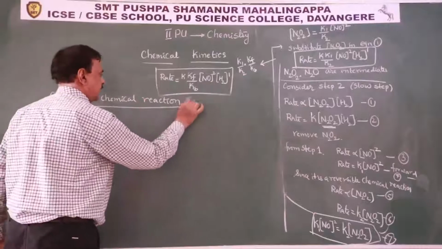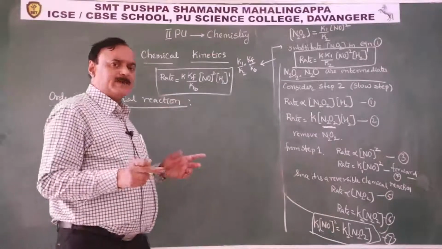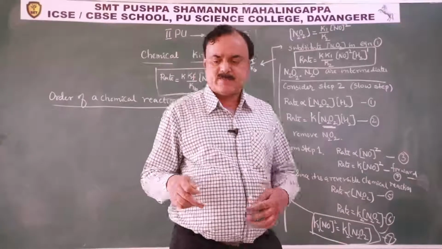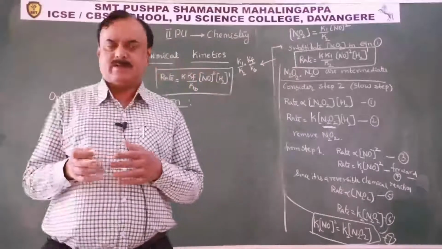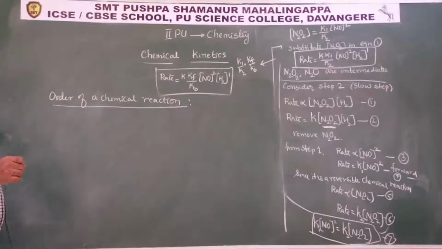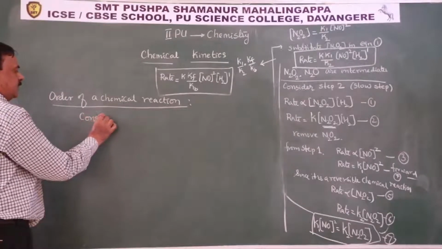Order of a chemical reaction. The order of a chemical reaction is the sum of the powers of the concentration terms in the experimentally determined rate equation for the reaction. Consider a chemical reaction.